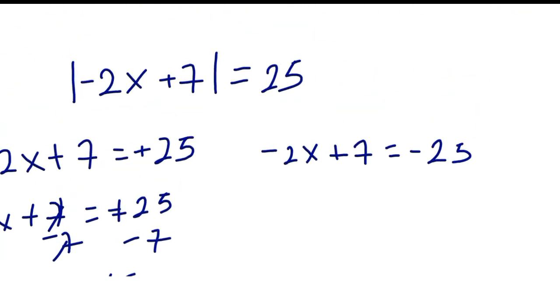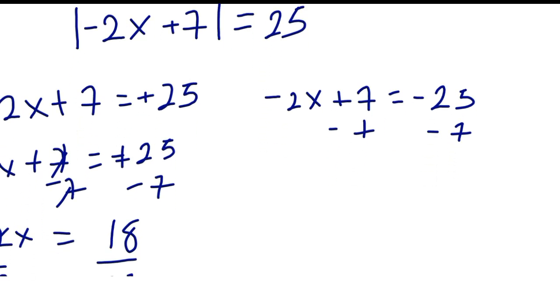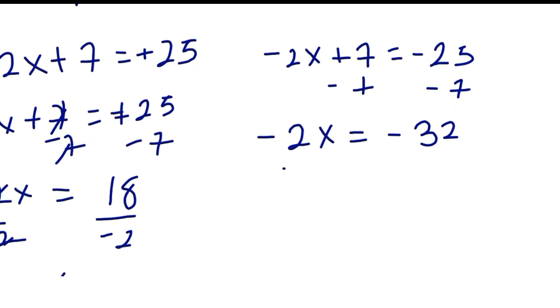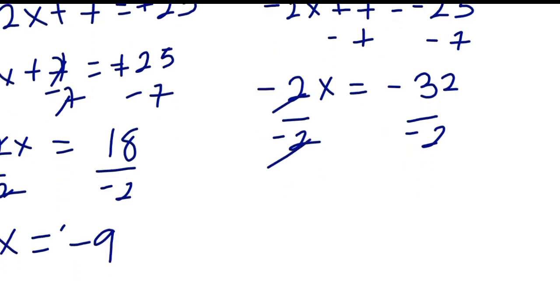Now the other part, we have that our minus 2x plus 7 is equal to minus 25. We're also going to try getting rid of this plus 7 by adding negative 7 to both sides of the equation. So this is going to give us that our minus 2x is equal to minus 32. So still divide both sides by minus 2. This is going to cancel this, and this minus is going to cancel this minus, and now our x is equal to plus 16.